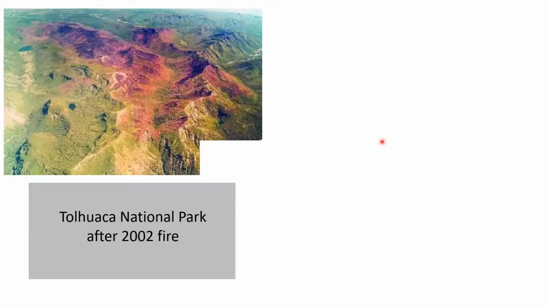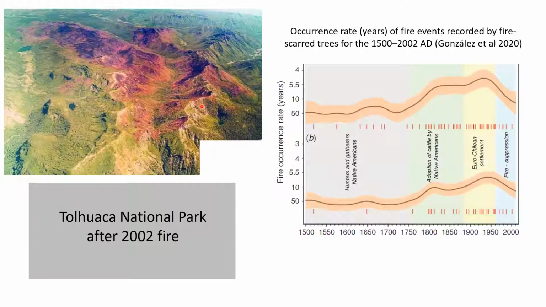So if we finally move up to the mountains, this is a picture of the extension of the fire during 2002, during the summer, in the national park called Tolhuaca. The occurrence of fire events recorded by scars by Gonzalez et al. show very low fire occurrence before the arrival of the Spanish.